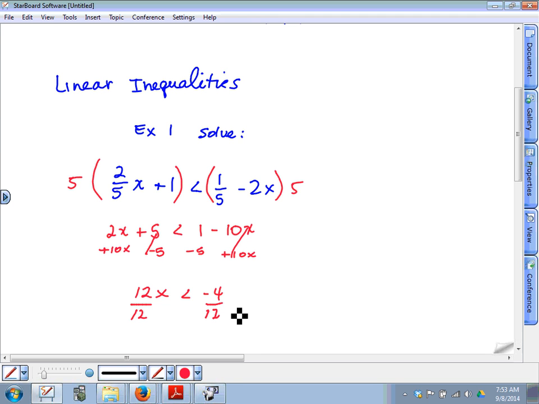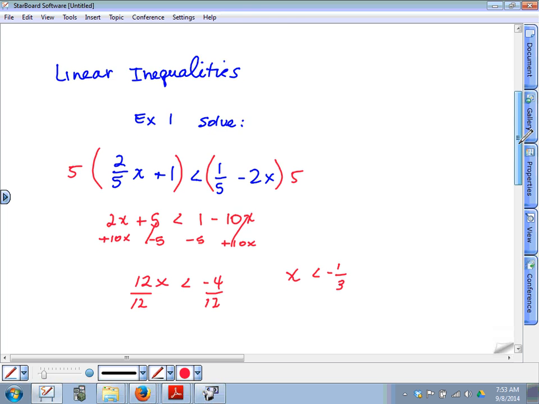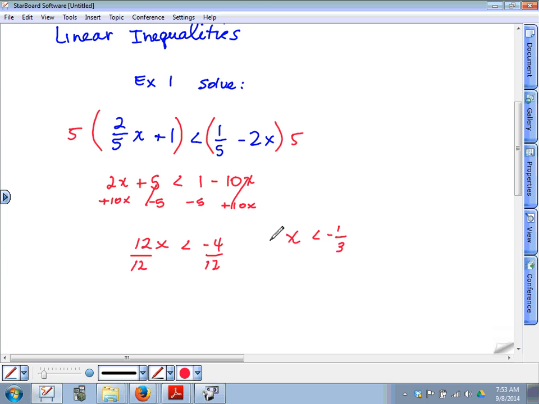Divide by 12, and we get the solution x is less than negative 1/3. Now, depending on what you remember from last year, this is not how I would like you to represent your solutions. This is inequality notation, which is fine. It's not wrong. The preferred way of representing solutions when it's an interval of numbers like this is in interval notation.